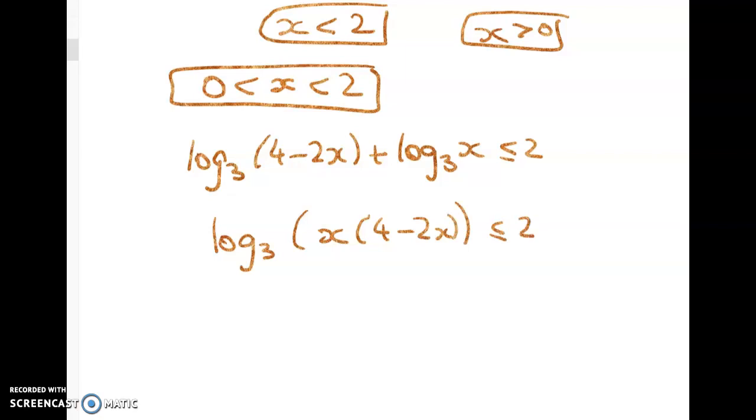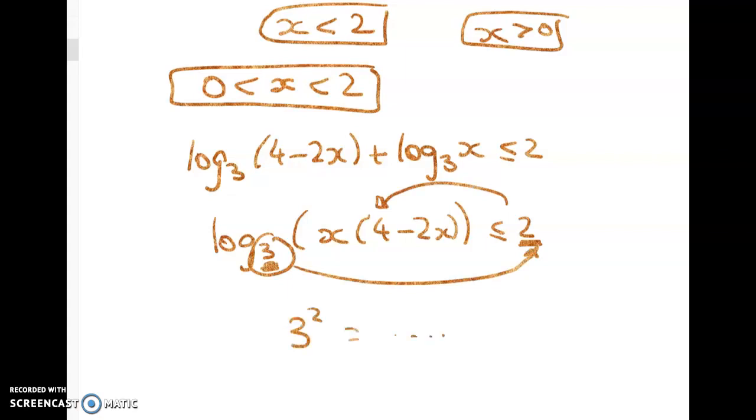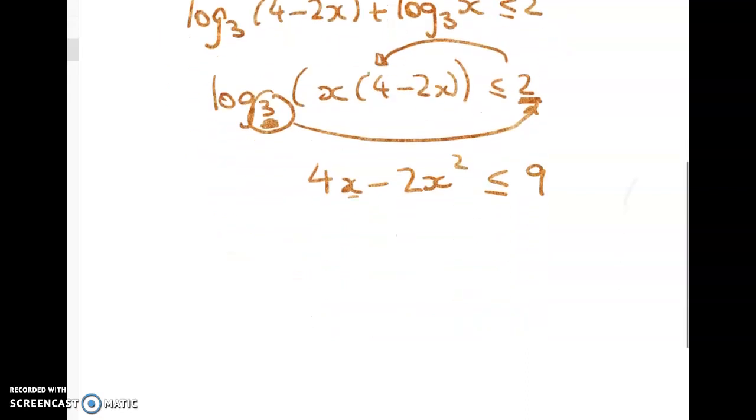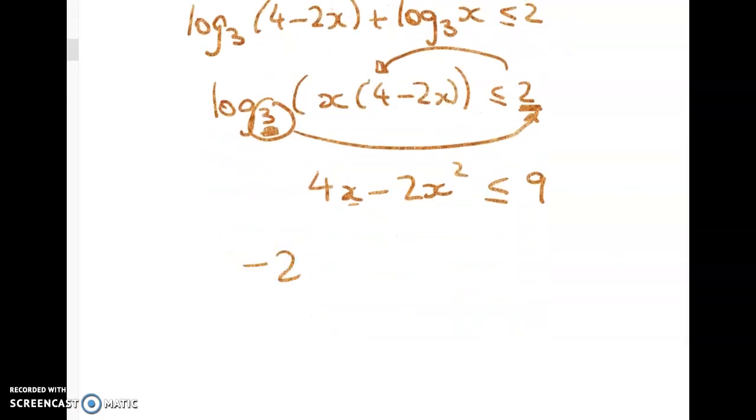Now we're going to undo the log, which won't cause any problems for my inequality sign because all I'm doing here is going 3 to the power of on both sides. Or if you like thinking about the loopy thing, I'm going 3 squared equals blah, blah, blah, only I'm not going equals because I'm working with an inequation. So what I've got here is 4x minus 2x squared is less than or equal to 3 squared, which is 9. So we're solving a quadratic inequality.